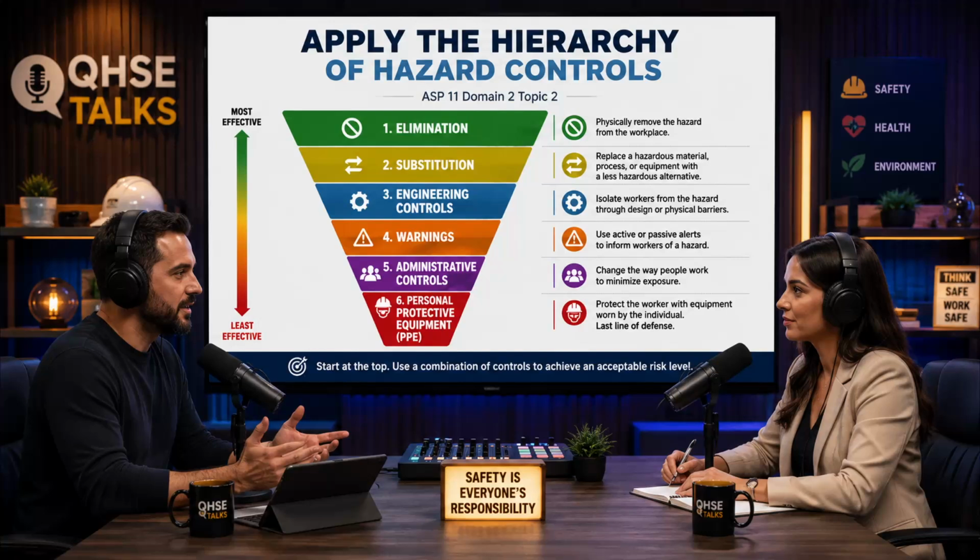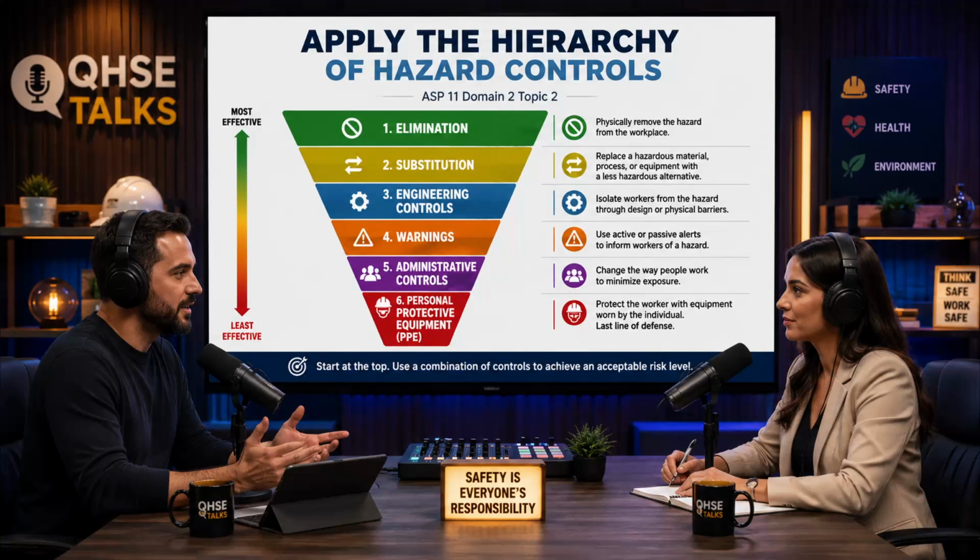When engineering reaches its feasible limits, we cross the boundary into managing human behavior. We implement administrative controls. We attempt to control the way people work through stringent policies, lockout/tagout procedures, rotational scheduling, and hazard communication training. This tier relies heavily on continuous management enforcement and perfect human compliance.